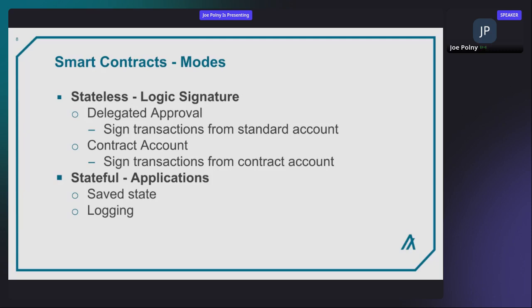So the two types of stateless logic signatures you can have are delegated approval, which lets you sign transactions from a standard account, and contract account, which signs transactions from a contract account. And I'll be going over more in depth how those two work in the next two slides. But basically, logic signatures are an alternative to private keys. So normally when you want to send funds, you need to sign it with your private key. And what logic signatures are, instead of signing a transaction with a private key, you're signing it with logic. So the transaction will only be signed under the logic that is defined in the smart contract.